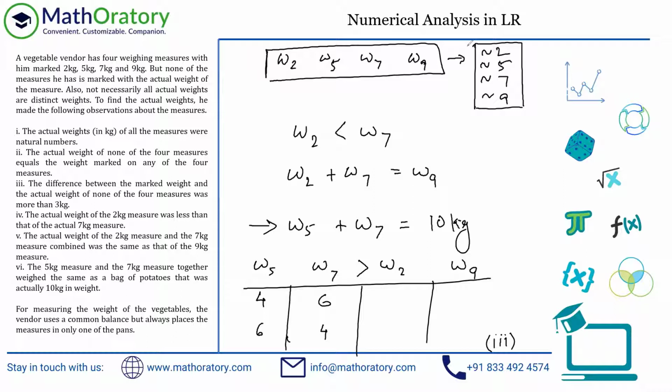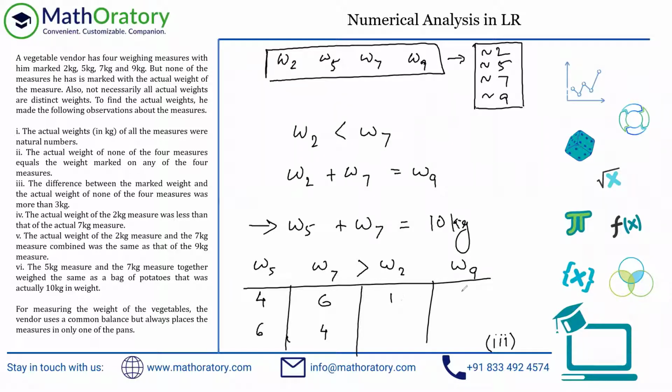Great. So now let us look at this. So what are the possibilities of W2? Now, also keep in check this entire thing, W2 plus W7. So this plus this should be equal to this, right? And W2 has to be less than W7. So let's start with the minimum we can.